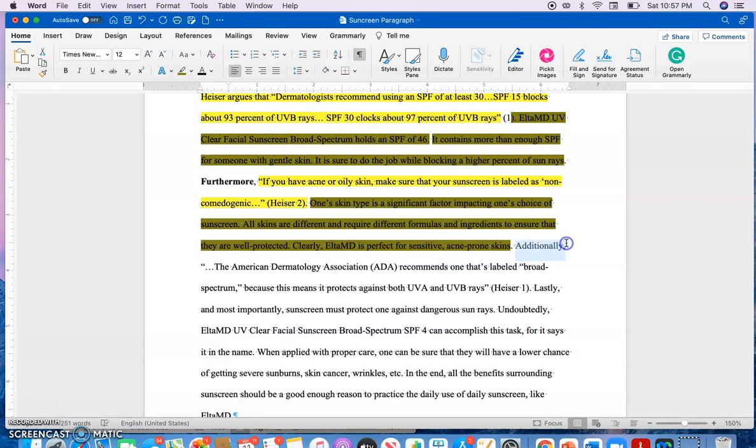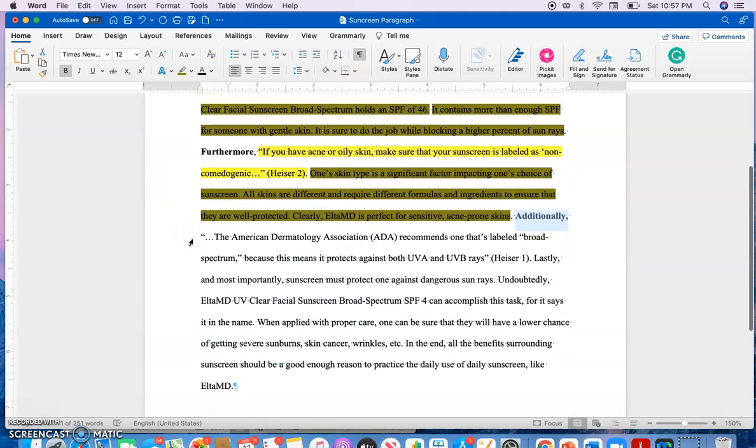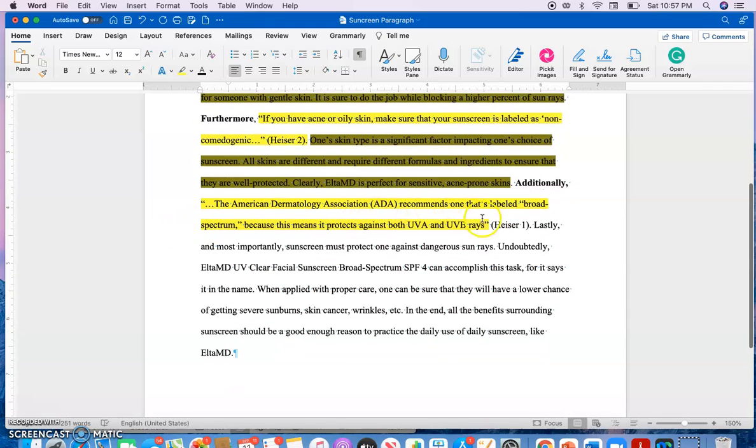Next big transition word I see is "additionally," and that's signaling to me that there's going to be another piece of evidence coming. And this evidence came from the ADA, and it says that ADA recommends one that's labeled broad spectrum, which means it can protect your skin against UVA and UVB rays. So here you go. Here is her second I. Notice that in parentheses, there is an author and a page, and that's an MLA required format for anything that you're going to lift directly from another text or from somebody else's words. You'll always want to put it in quotes, followed with a citation.